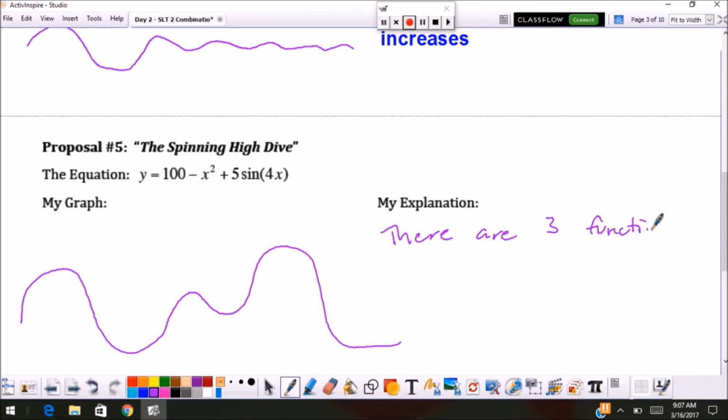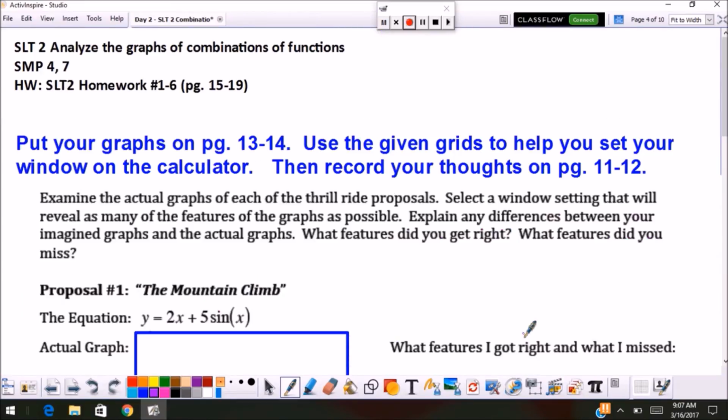All right, so now we're going to pick up our calculator, and you need to set up your calculator a specific way. Go ahead, turn on your calculator. We're going to put these graphs on pages 13 and 14. You're going to use those grids to help you set up your windows.